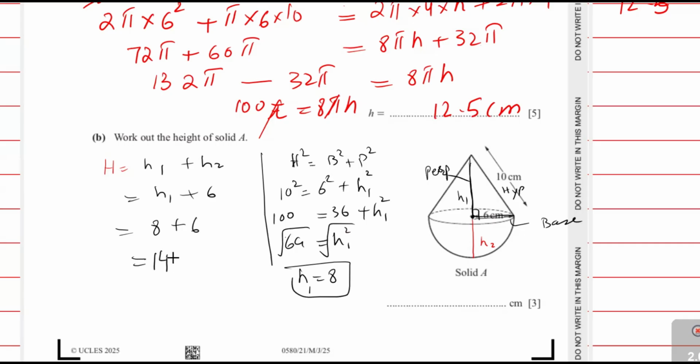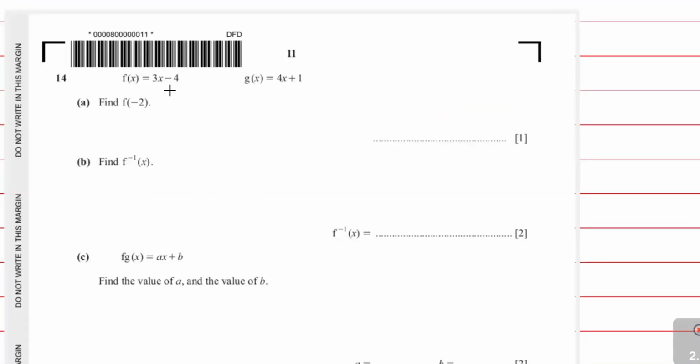This is the answer. Question 14, f of x equals 3x minus 4, g of x equals 4x plus 1. We can calculate f of minus 2, which would be equal to 3 times minus 2 plus 4, and this will be equal to minus 6 plus 4, which is equal to minus 2, and this is the answer.